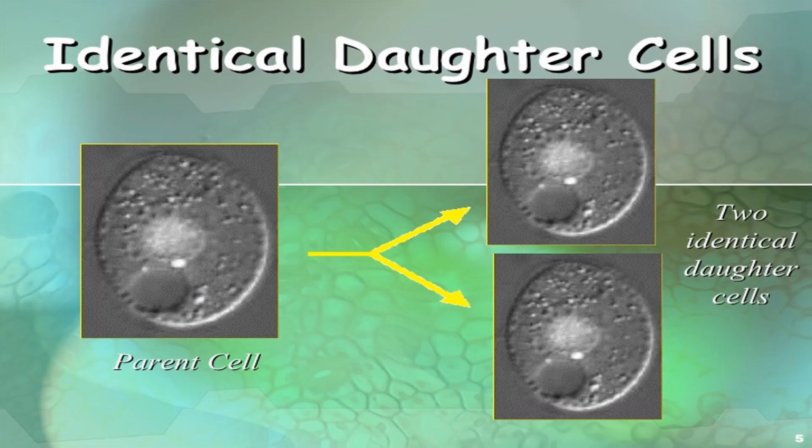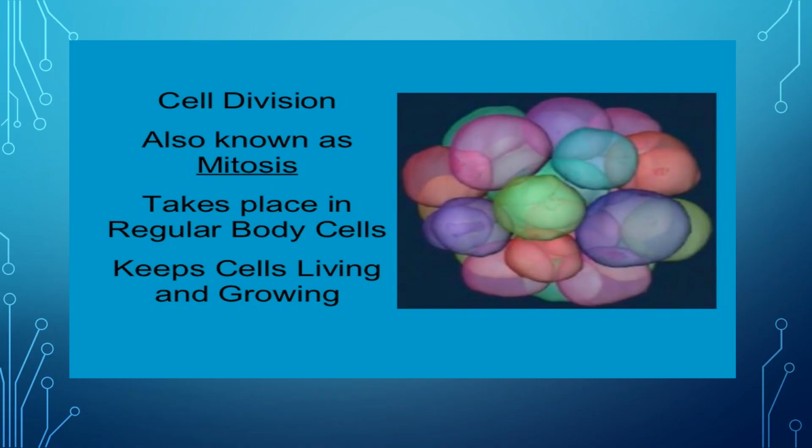Identical daughter cells. One parent cell is dividing into two identical daughter cells. Cell division, also known as mitosis, takes place in regular body cells, keeps cells living and growing.